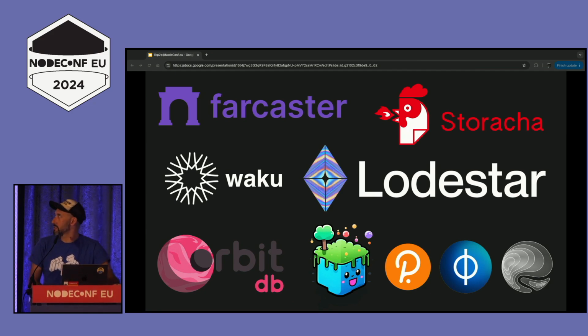And who uses this kind of stuff? Well, here are some of the logos of some of the companies. These people all use the JS implementation. Farcaster is a social network that recently had like a $1 billion valuation. Strata is new. They're going to be trying to solve some retrieval problems for distributed storage. Wacom do great stuff on mobile. Lodestar is an Ethereum consensus client.